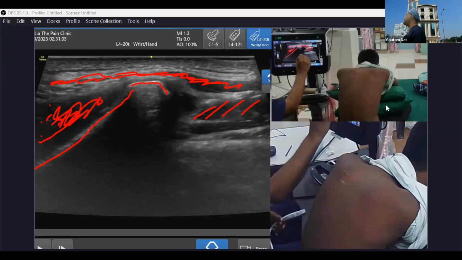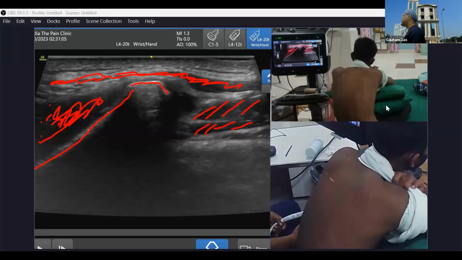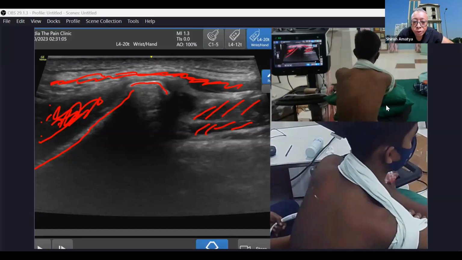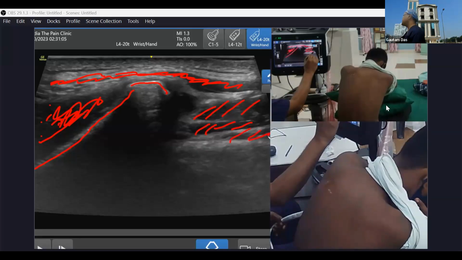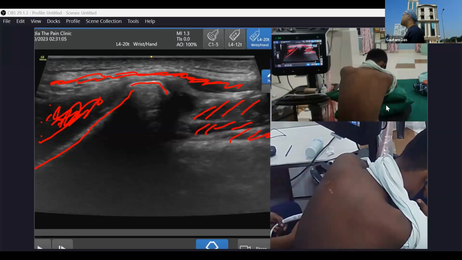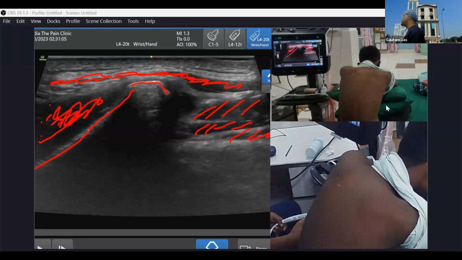And then what will be this muscle? This is your serratus posterior superior. And then what will be this muscle? This is the lateral most muscle of the paraspinal group. That is your iliocostalis. So you can see all these layers of muscles.